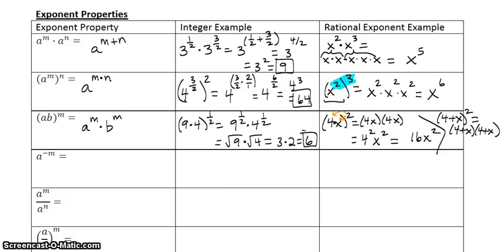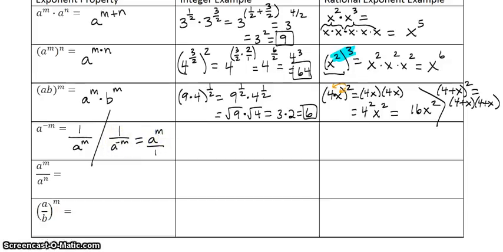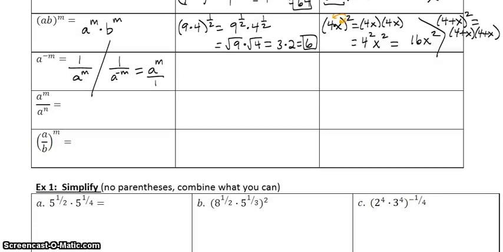All right, this next property, it's best if I just tell you right away what's going on. A negative exponent is actually the same thing as 1 divided by that base with a power, but now it's a positive exponent. And also, let's say I had 1 over a to the negative m, that is equal to a to the m over 1. So basically a negative exponent changes something's location. If it was on top of the fraction, it moves to the bottom. If it was on bottom of the fraction, it moves to the top.